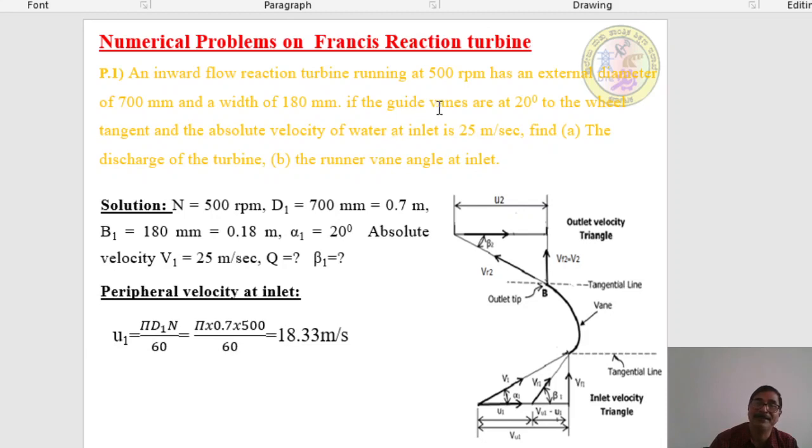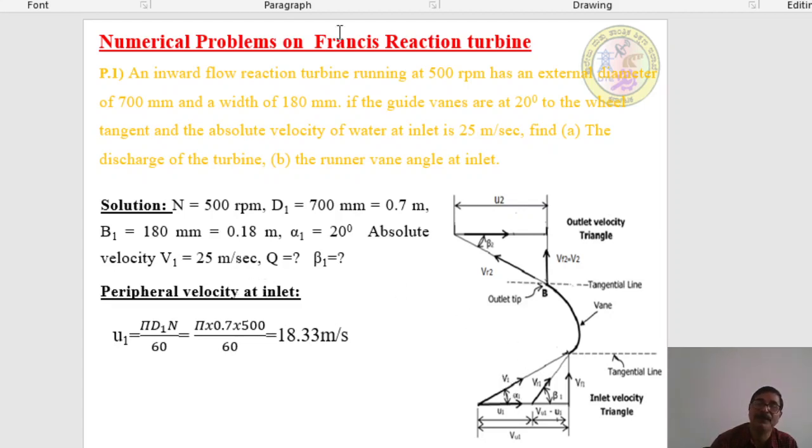The guide vane angle, that is fixed blade angle, is 20 degree, alpha 1 is 20 degree. Guide vane angle is 20 degree to the wheel tangent. This is the wheel tangent, or tangential line. This is the absolute velocity. So this is the angle made between the absolute velocity and wheel tangent, which is equal to 20. And the absolute velocity of water at the inlet is 25 meters per second, that is V1 is equal to 25 meters per second.